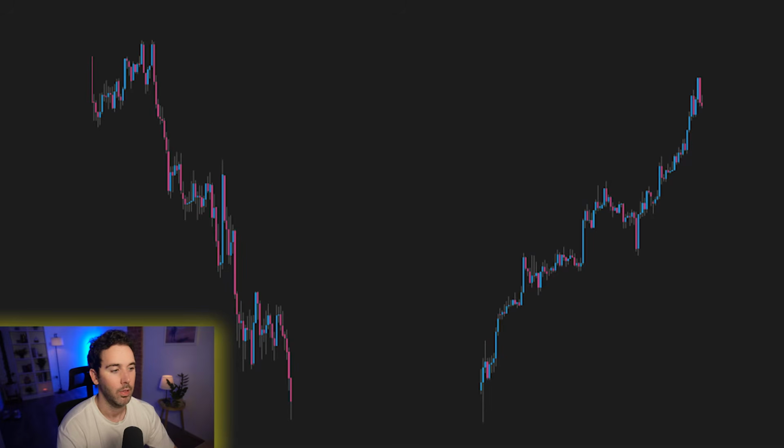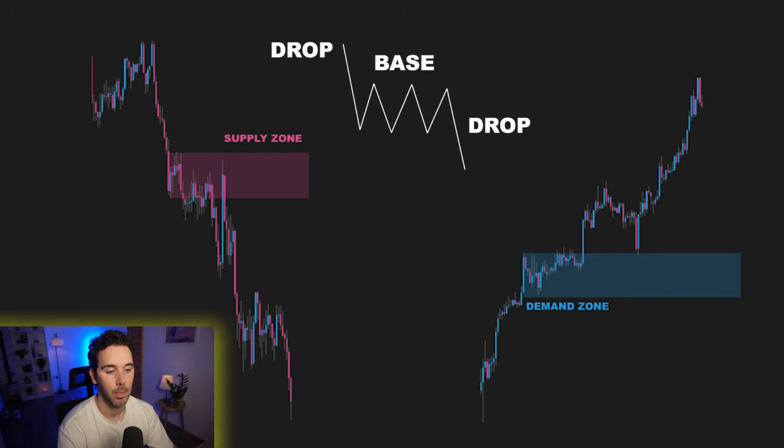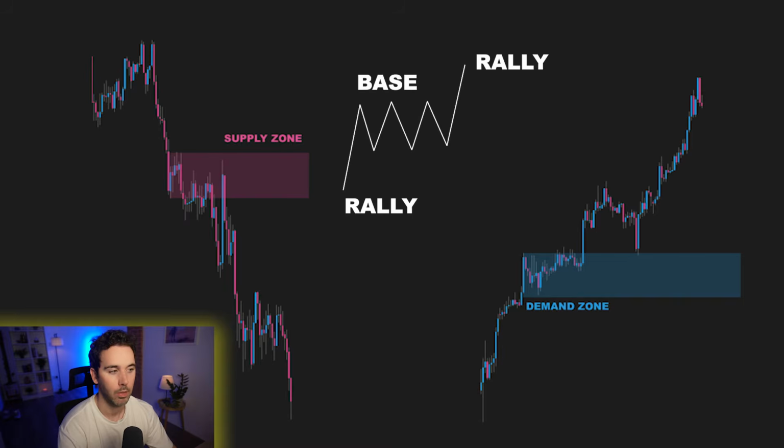The first thing that I want to talk about is something called max pain level. You've probably heard the term max pain before, but I want to talk about it in terms of supply and demand. So here we have a downtrend and here we have an uptrend. And what I'm going to do is just mark a supply zone and a demand zone in here. For those that don't know, a supply zone is characterized by a drop, a base, and a drop. And a demand zone is characterized by a rally, a base, and then a rally.